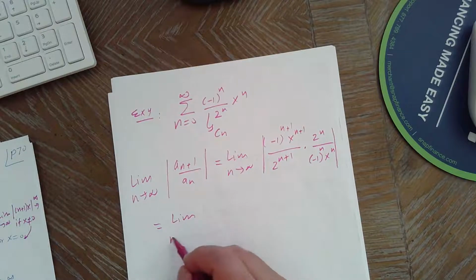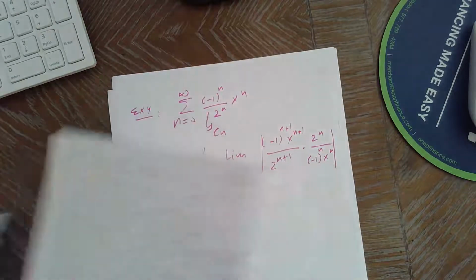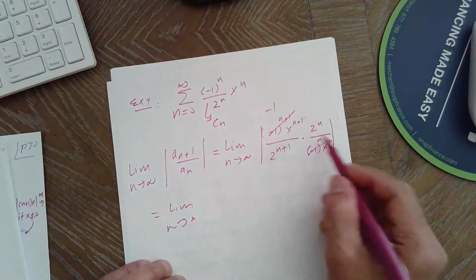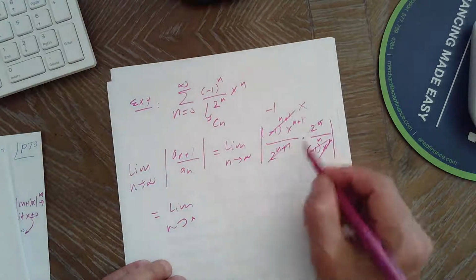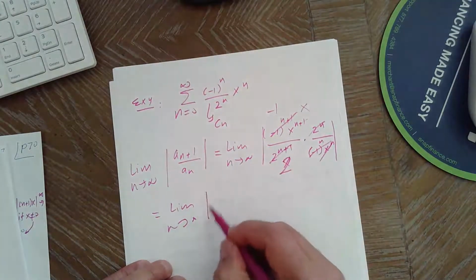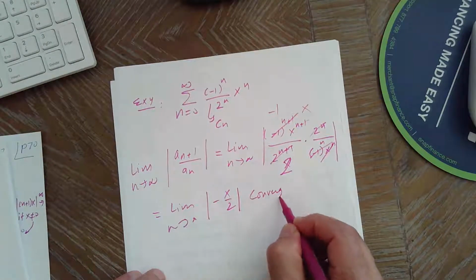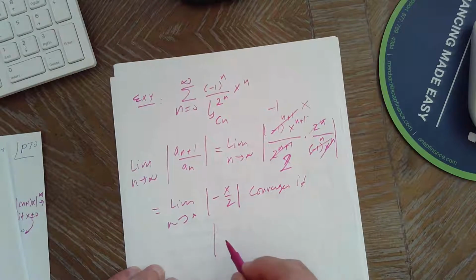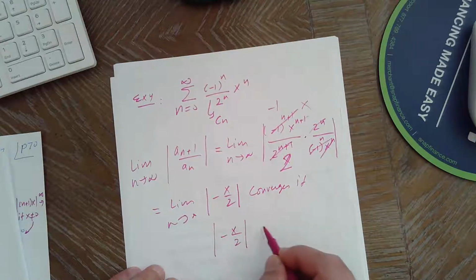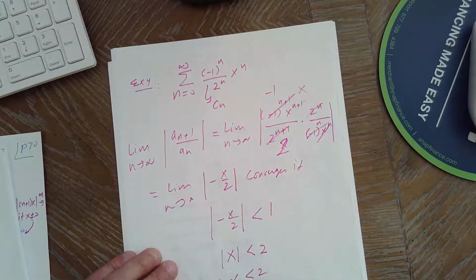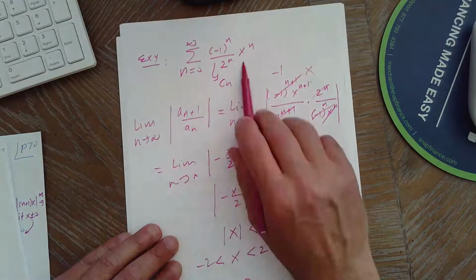We have negative 1, x to the n plus 1 over x to the n is x, and then 2 at the bottom. So the absolute value of negative x over 2, which converges if the absolute value of negative x over 2 is less than 1, which means the absolute value of x is less than 2, or x is between negative 2 and 2. The radius of convergence is 2, and the center is 0.